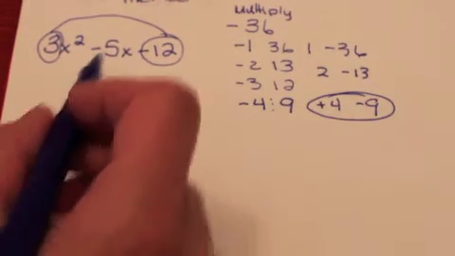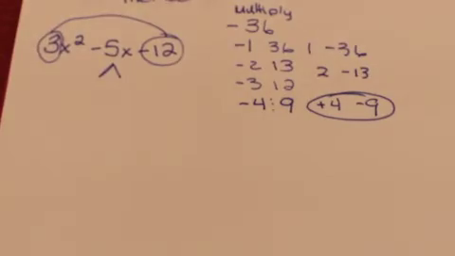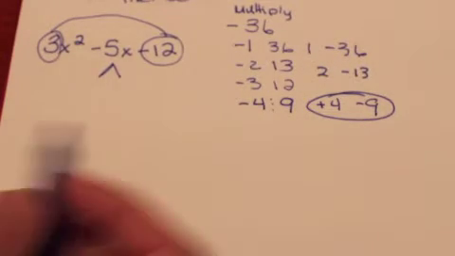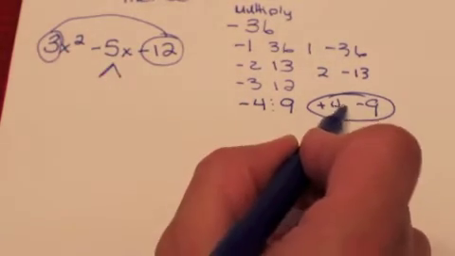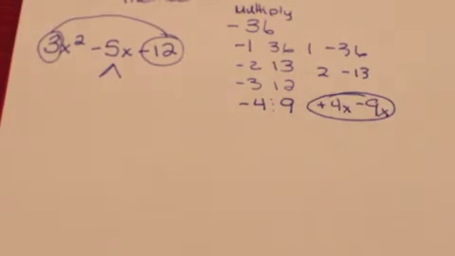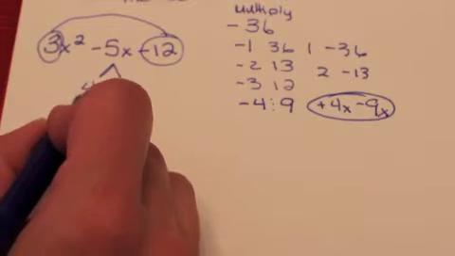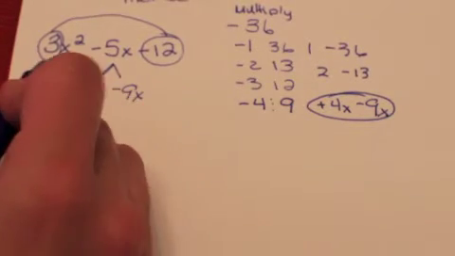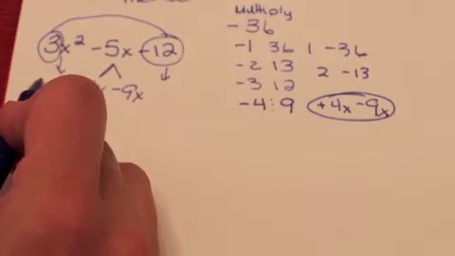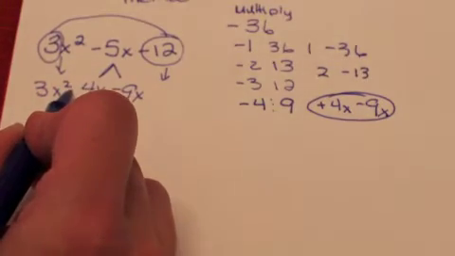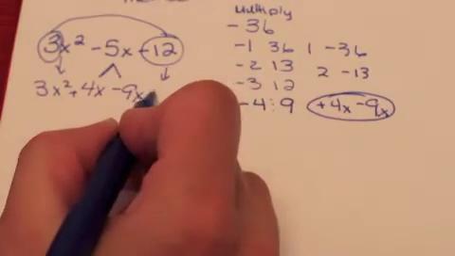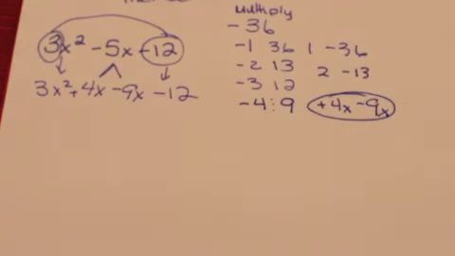So the next step is we blow out the middle. When we blow out the middle, we put x's on the 4 and the negative 9, and we rewrite negative 5x as 4x minus 9x. And we bring down the 3x squared and the negative 12. This creates a factor by grouping situation. So there's 4 terms here. Now we simply factor by grouping and we're done.